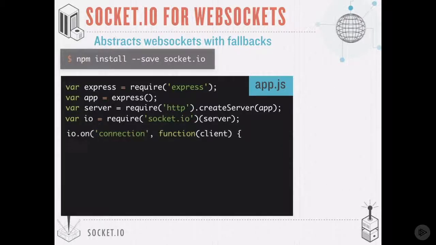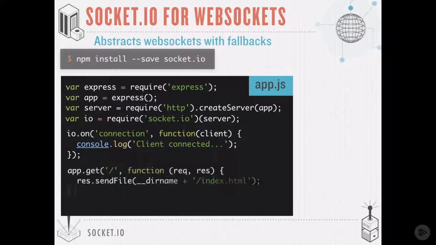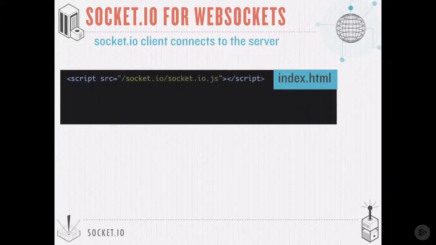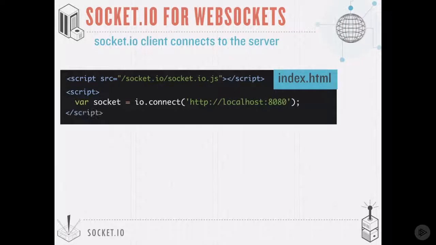We'll then need to listen for connection events inside SocketIO, and when a client connects, we're simply going to log out client connected to the console. We'll serve our index.html file using the send file function we've seen earlier. And lastly, we'll have our server listen on port 8080. Now in the HTML that we're going to be sending through Express, we need to include the SocketIO library. This will get loaded in our client's browsers and connect to our SocketIO server.